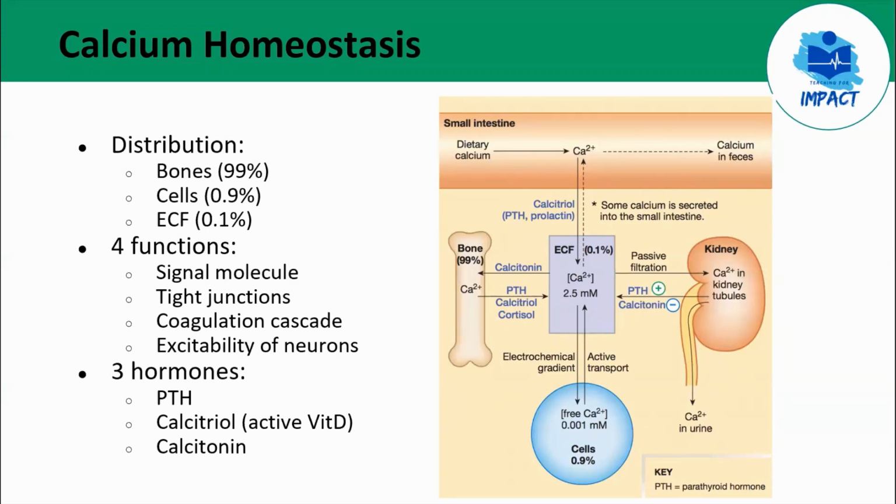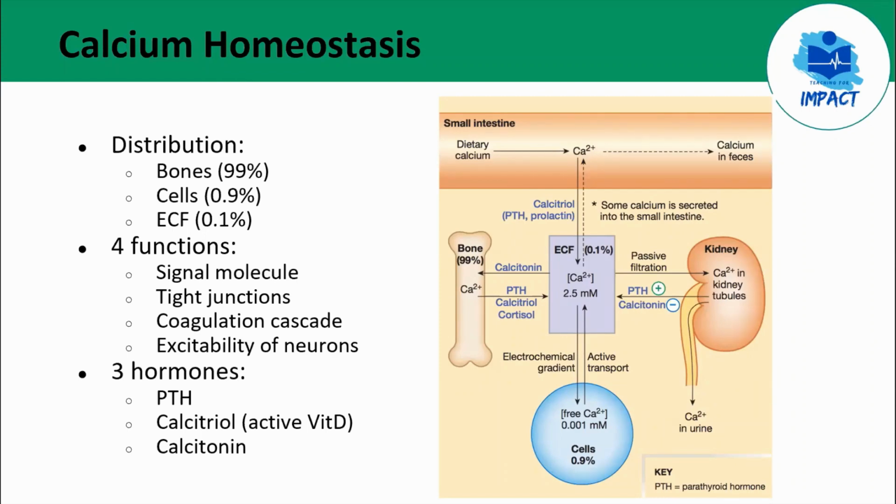The last hormone is calcitonin. Can someone guess what that does to the plasma calcium concentration? That's right, decrease, because the top 2 increase, we must have someone to decrease the level. So an increase in plasma calcium stimulates C cells, also called parafollicular cells in the thyroid gland, to release calcitonin. And calcitonin essentially does the opposite of everything we just talked about.